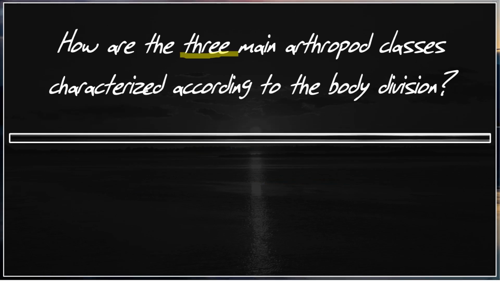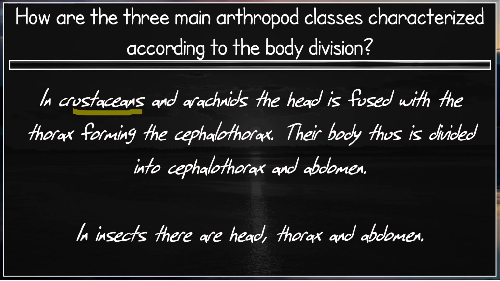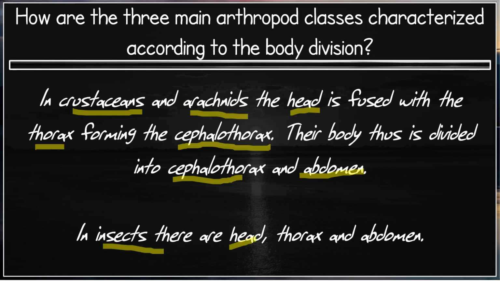How are the three main arthropod classes characterized according to the body division? In crustaceans and arachnids, the head is fused with the thorax to form the cephalothorax. Their body is thus divided into cephalothorax and abdomen. For the insects, there are head, thorax, and abdomen.